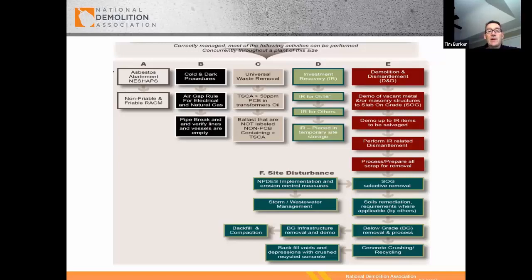And then from there, who is responsible for the universal waste? Sometimes owners will remove some of it. Most of the time, we get it as demolition contractors. If there's any PCB in transformers, if it's greater than 50 parts per million, obviously it goes into the hazardous waste category, so it's no longer universal waste. Same thing with ballasts. If they're not labeled non-PCB, you have to treat them as such, and that's ruled under TSCA. From there, you're looking at any investment recovery opportunities, and that's scrap or salvage, anything that can be sold.